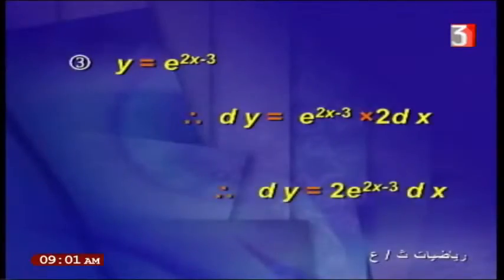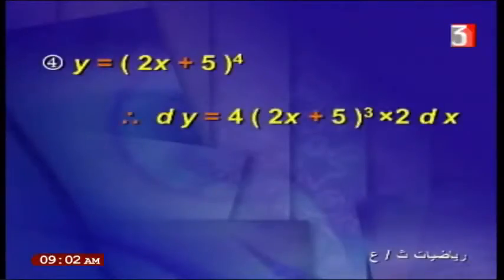Number 3, y equals e power 2x minus 3. The differentiation of y is dy equals the differentiation of e power 2x minus 3 equals e to the power 2x minus 3 multiply the derivative of the power. The differentiation of 2x minus 3 equals 2 dx. Then dy equals 2 e to the power 2x minus 3 dx.